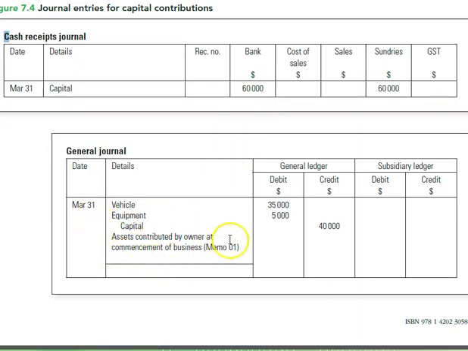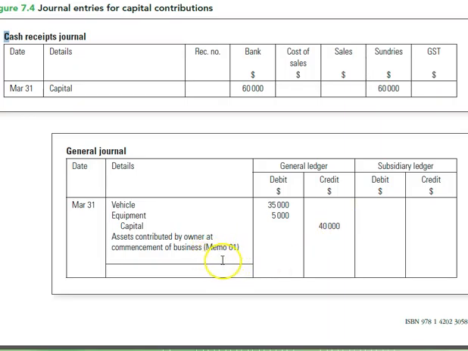Then we have our non-cash contributions. So this goes into the General Journal. It's not a part of trade, we're not dealing with anyone else, we're just commencing our business. So we need to record it. Remember, the information flow says we have source documents and then we go into the journals before we can go into the ledgers. Here you'll see vehicle, which is a non-current asset, is increasing because the owner has contributed a vehicle worth $35,000. They've also contributed equipment, which is worth $5,000. So the capital contributed here, the non-cash capital contribution, is $40,000.